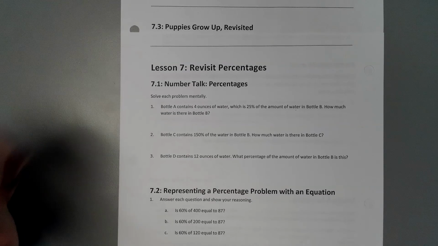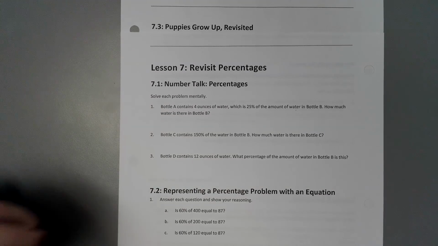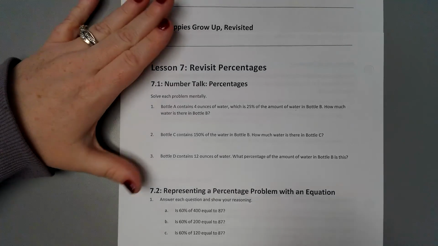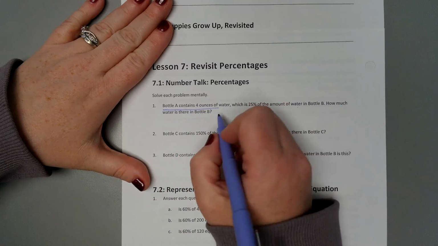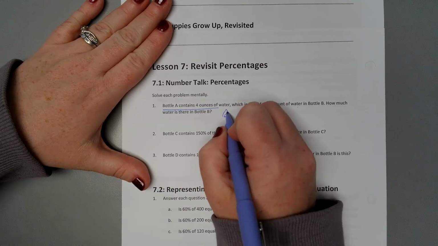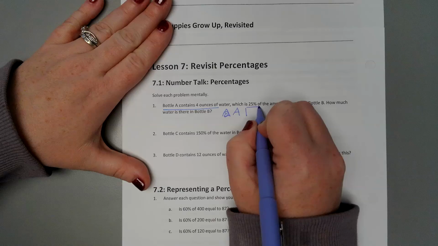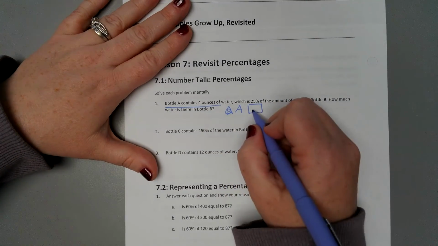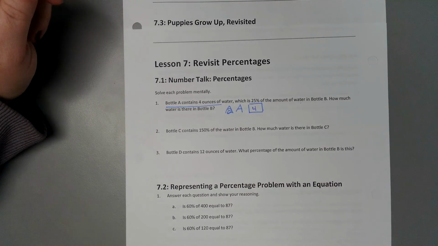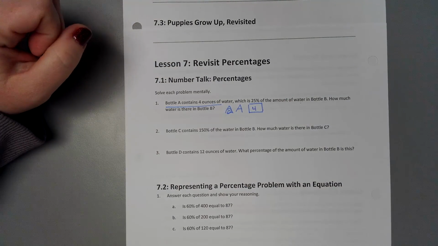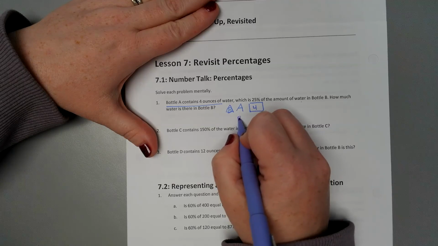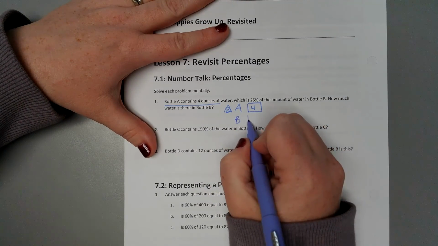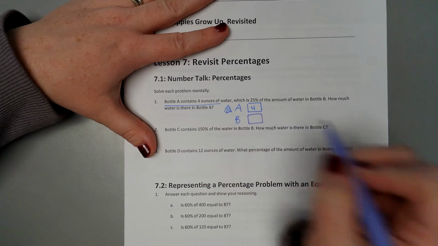So lesson 7.1 says solve each problem mentally. We drew pictures, so that's what we're going to do here. Bottle A contains 4 ounces of water. I'm going to draw boxes because it's easier for me to draw boxes than bottles. This is 4 ounces, which is 25% of the water in B. So it's only 25% of the water. One of these is only part of it.